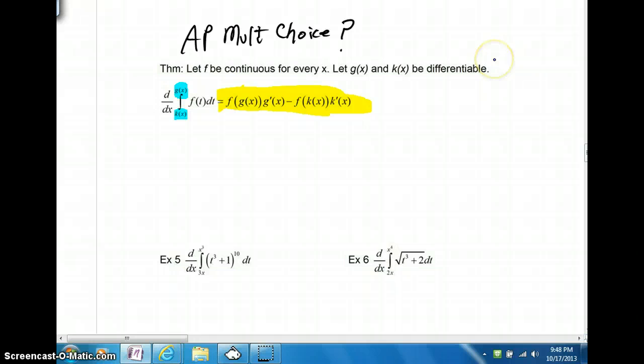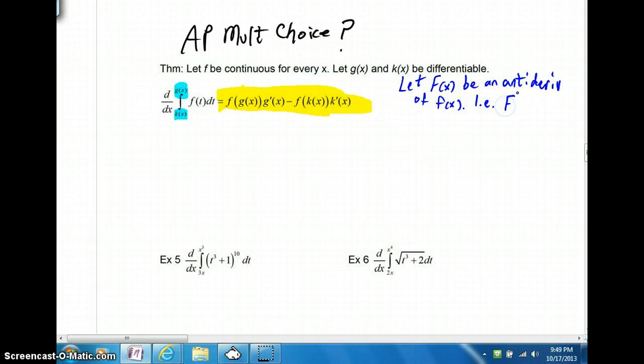And very often what kids will notice and say is, wow, that kind of reminds me of the chain rule. And that's because this is the chain rule involved here, no doubt about it. Again, let's let capital F of x be an antiderivative of little f of x. And again, what does that really mean? I'm going to say i.e., that is, capital F prime of x is little f of x. Just like we had before.